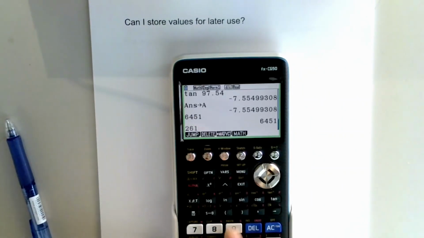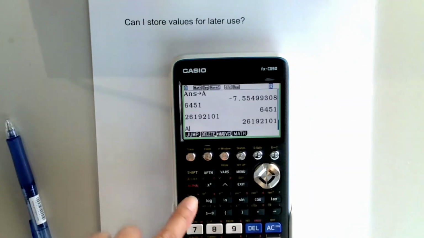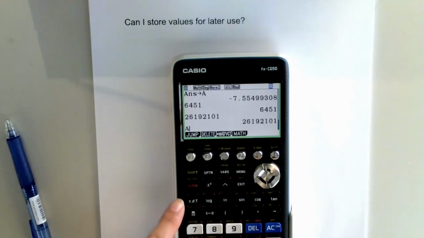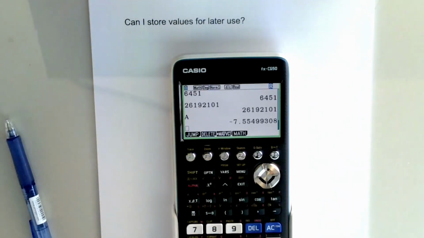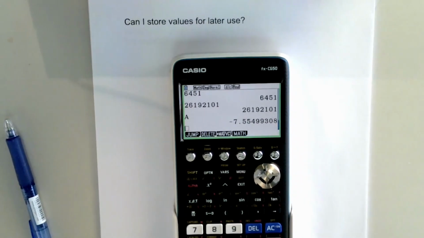Then you do all the horrible things with it, and then you go to alpha A. Alpha is alphabet, all right? And then, yes, you get the number back there. All you need to do is to remember which value you save it to.